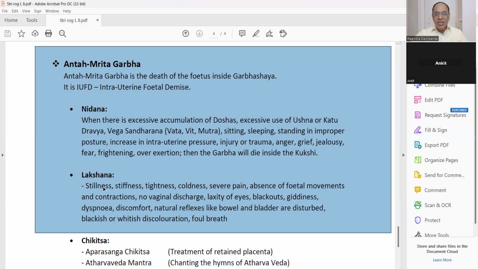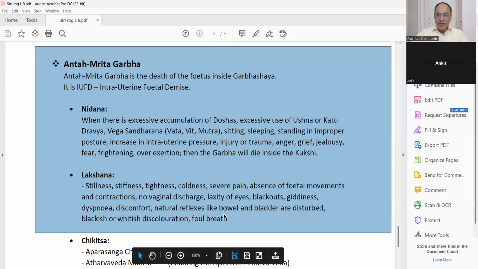What are the Lakshana? Stillness, no movement, no heart sounds, stiffness, tightness, coldness, severe pain, absence of fetal movements and contractions, no vaginal discharge, laxity of the eyes. This is about a pregnant lady. Blackouts, giddiness, Brahma, dyspnea, breathlessness, discomfort in the abdomen, natural reflexes like bowel and bladder are disturbed, blackish or whitish discoloration, and mainly foul breath.